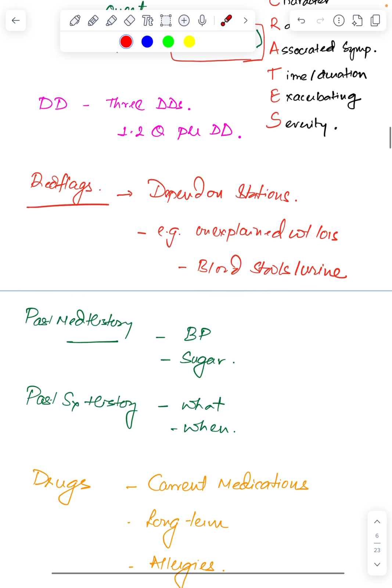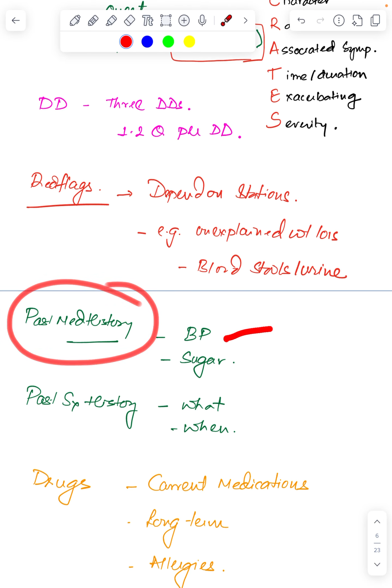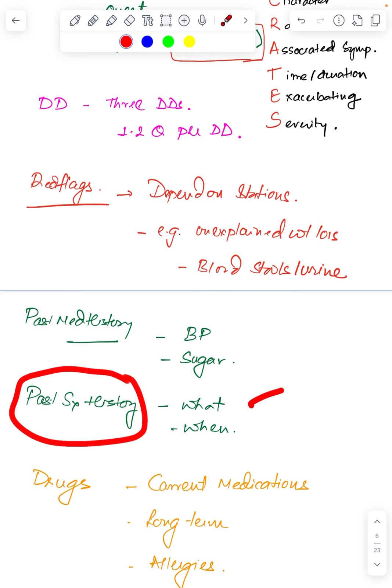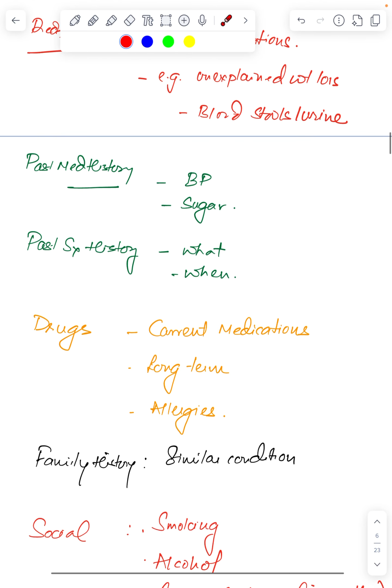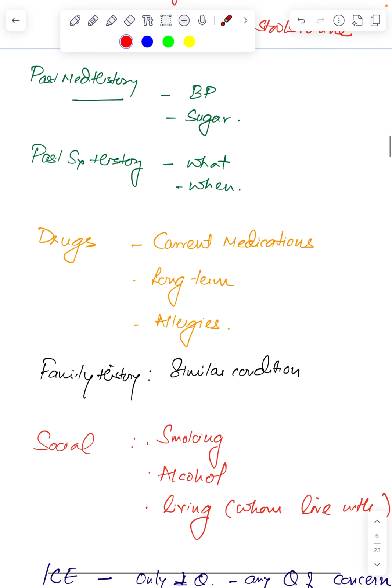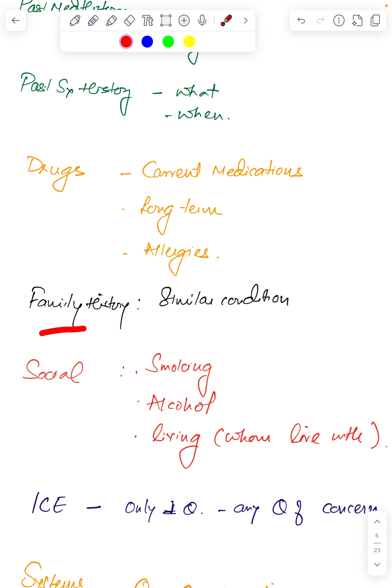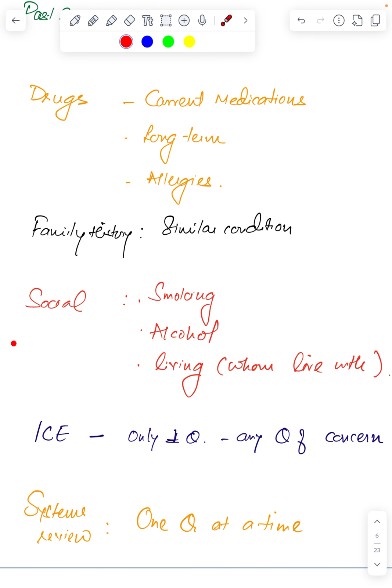Then past medical history: blood pressure, diabetes, hypertension. Then surgical history, any surgery he has undergone; any medications the patient is taking, current medication, long-term medications, allergy to medicines. Then you have to ask about the family history: is there any similar condition in the patient's close relatives? Social history is important: smoking, alcohol, how often the patient takes, how much.